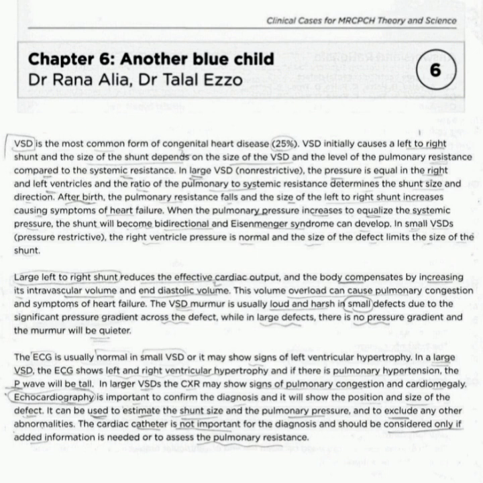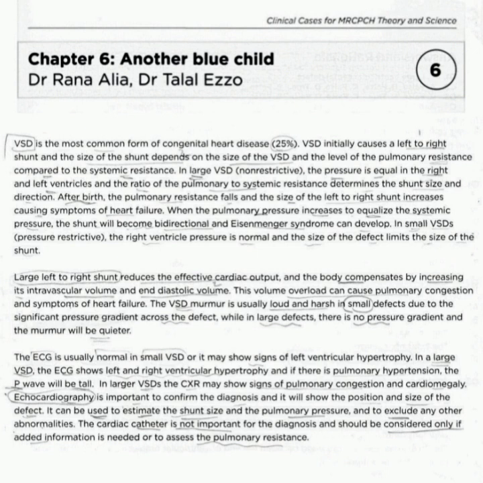The ECG is usually normal in small VSD, or it may show signs of left ventricular hypertrophy. In a large VSD, the ECG shows left and right ventricular hypertrophy, and if there is pulmonary hypertension, the P wave will be tall. In larger VSD, the X-ray may show signs of pulmonary congestion and cardiomegaly.